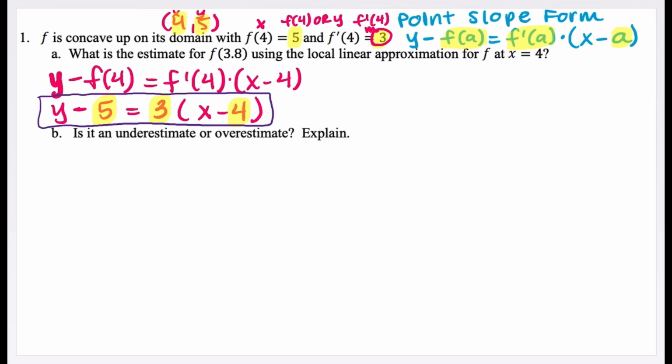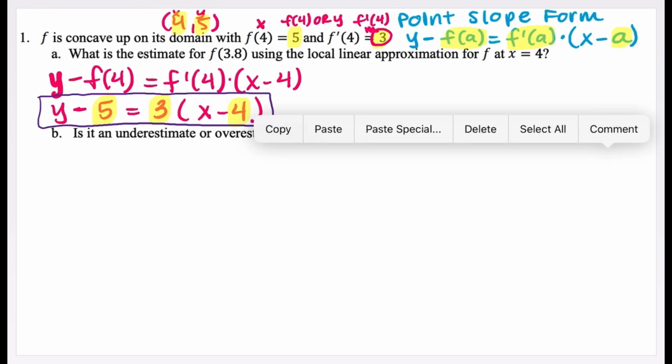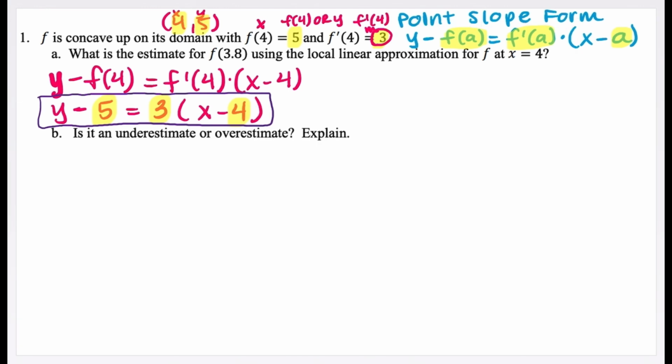If I were to graph f, I don't know what f looks like. It's concave up, so I'll go ahead and draw a concave up graph. Let's just say 4 is right here, so this is x equals 4. This equation would be the equation of this, well, it would be the positive one, because it does have a slope of positive 3. So this would be the equation of the tangent line at that specific point. Again, it's probably not completely accurate because that really doesn't have a slope of 3, but that's what we just found. Now, we are trying to find f of 3.8.